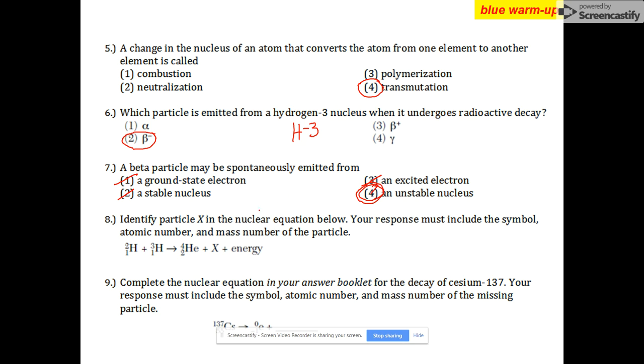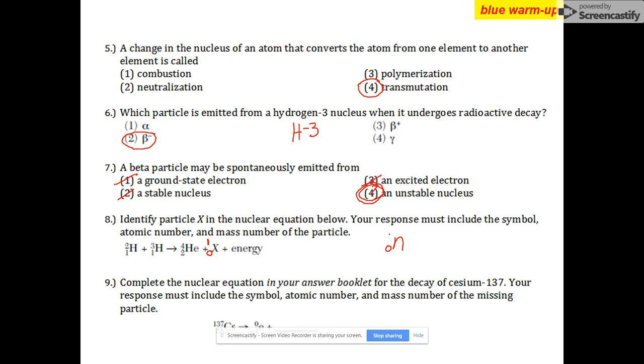Identify particle X. Okay, we have to obey the laws of conservation of mass and charge. 2 plus 3 on this side, 4 plus whatever this is, it has to have a mass of 1. 1 plus 1 on this side, 2 on this side, it has a charge of 0. Okay, the only particle I know of that has a charge of 0 would be a neutron. They're listed there in table O.